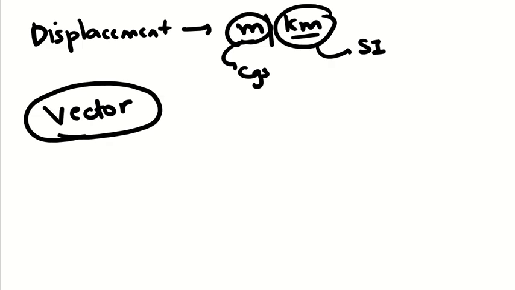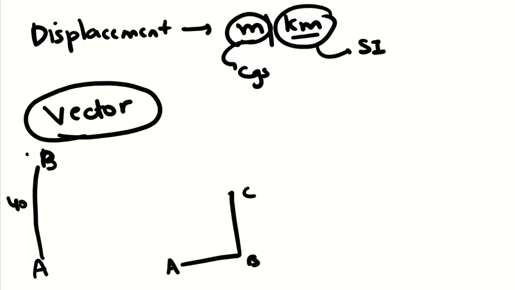For example, let me show how it is a vector. If a body goes from A to B and the distance was 40, then a body goes from A to B, B to C, C to D, and D to A, all being 10, 10, 10, 10.